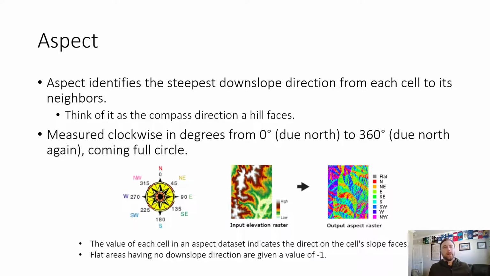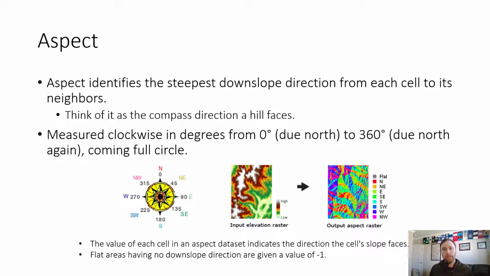Aspect. Whereas slope is focused on the angle relative to the ground, being vertical, straight up, or flat, and anywhere in between, aspect is the angle in terms of compass degrees, from 0 to 360 degrees. Think about looking down at a compass. Aspect identifies the steepest downslope direction from each cell to its neighbor. Think of it as the compass direction a hill faces. It's measured clockwise in degrees, 0 is due north to 360 degrees, which is due north again. So 180 degrees would be due south, 90 degrees due east, 270 degrees due west.